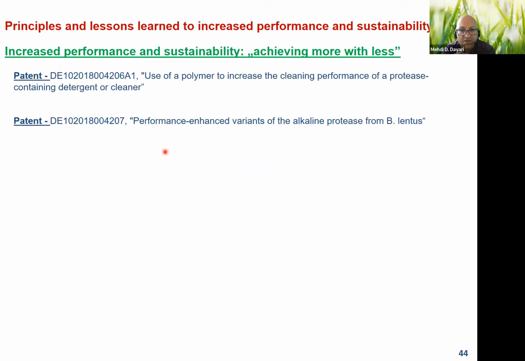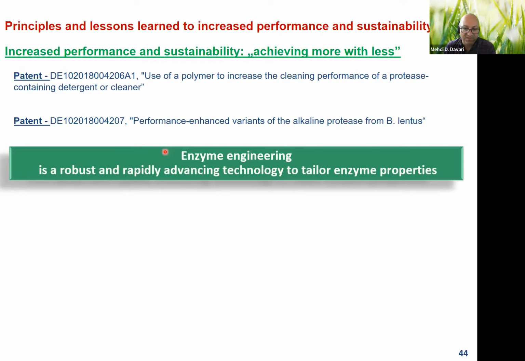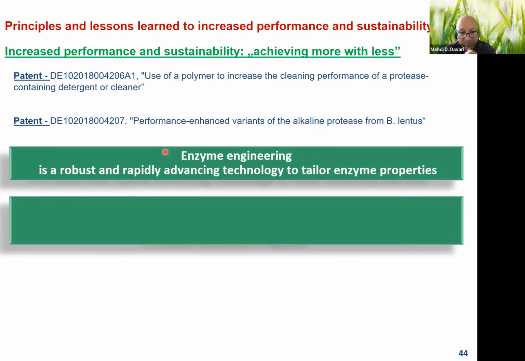So we could increase the performance and sustainability. Here I do not show the number, but we could increase up to 250. This is a very important progress in the development of so-called condensed formulation of detergent. And I hope that I was able to convince you that enzyme engineering is a robust and rapidly advancing technology to tailor enzymes, even for very complex and harsh formulations.